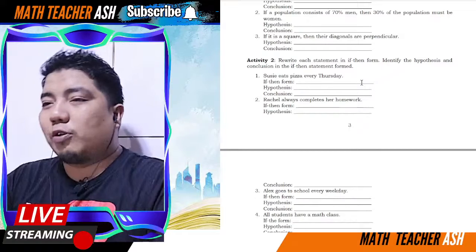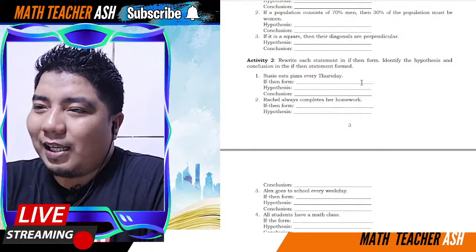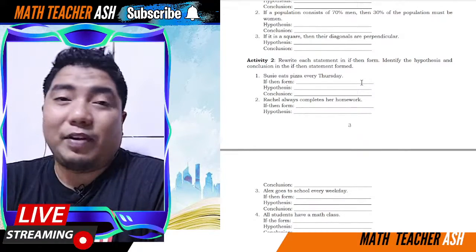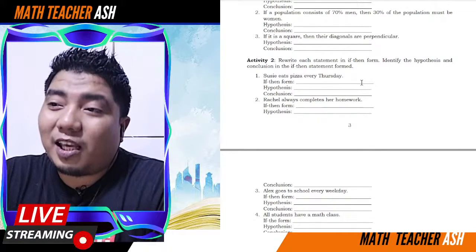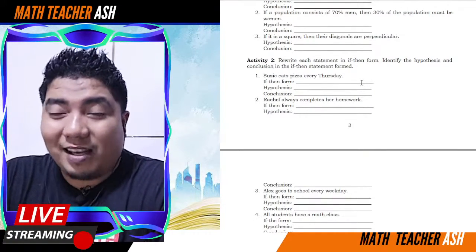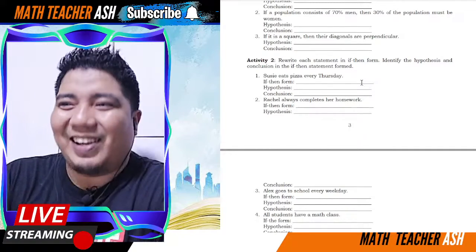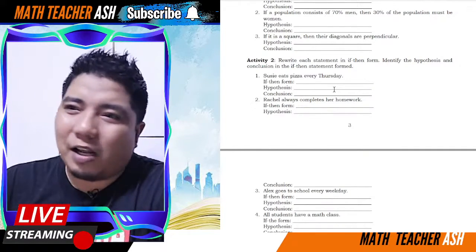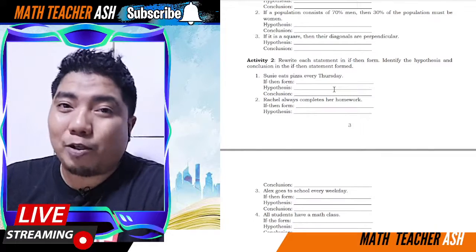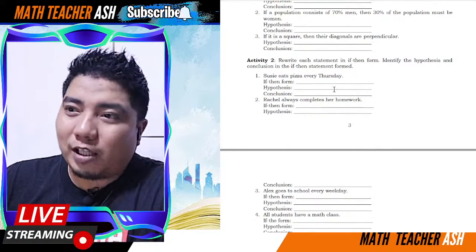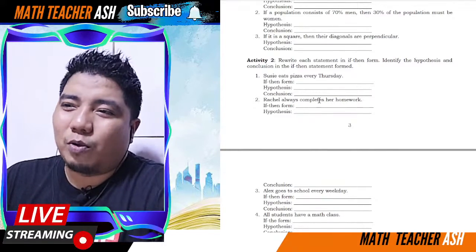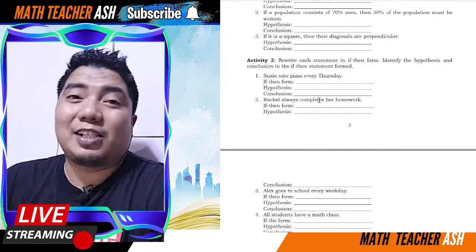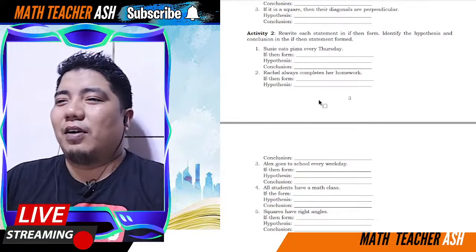So, okay, let's try. Number 1. Susie eats pizza every Thursday. Okay, so if and then form. If Susie eats pizza, then it is Thursday. Ayan, ganyan lang kadali. So, of course, pag na-statement na natin ganun, alam nyo na doon kung sino si hypothesis, sino si conclusion. So, Susie eats pizza. So, conclusion is, it is Thursday. Alright, ganun lang kadali.